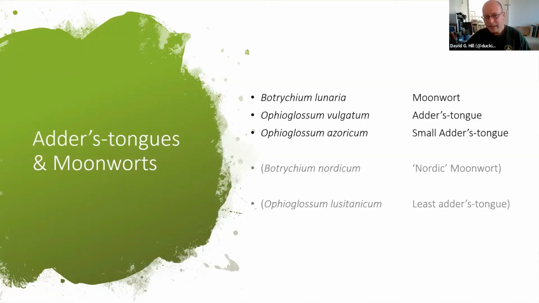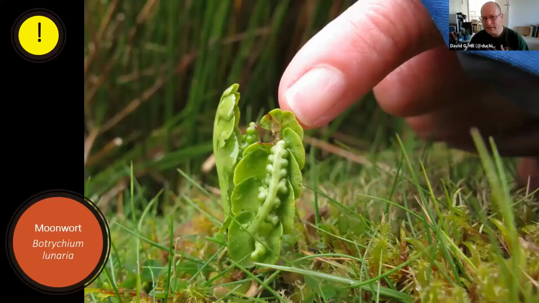Right, three very distinct ferns: Botrychium and two Ophioglossums, and these are magical ferns. If anybody has seen these, you will get a squeal of excitement when you find these.